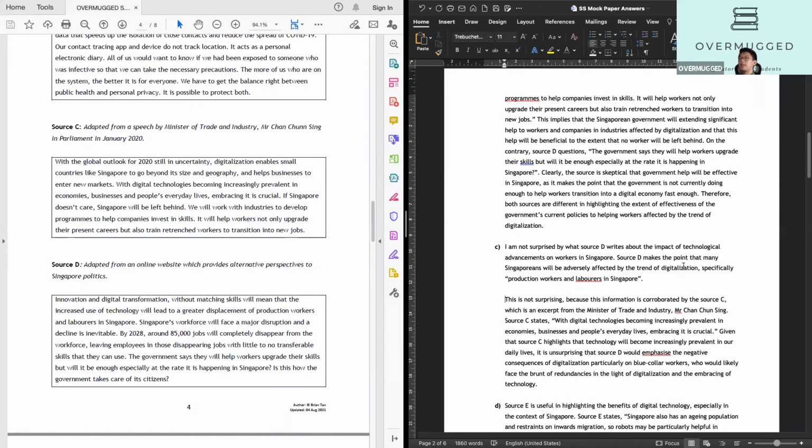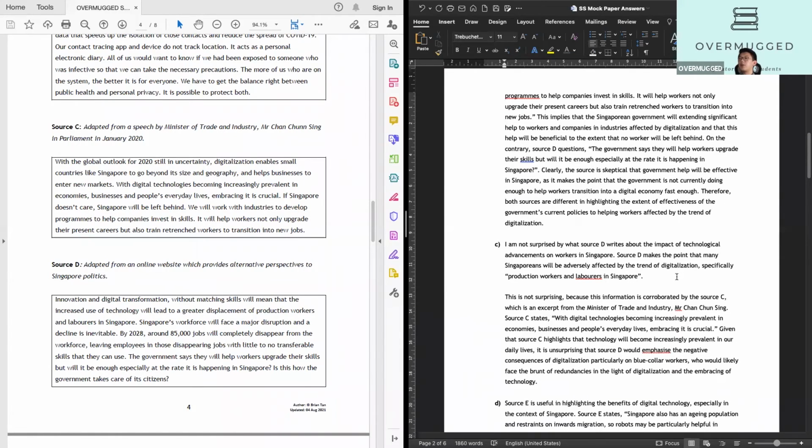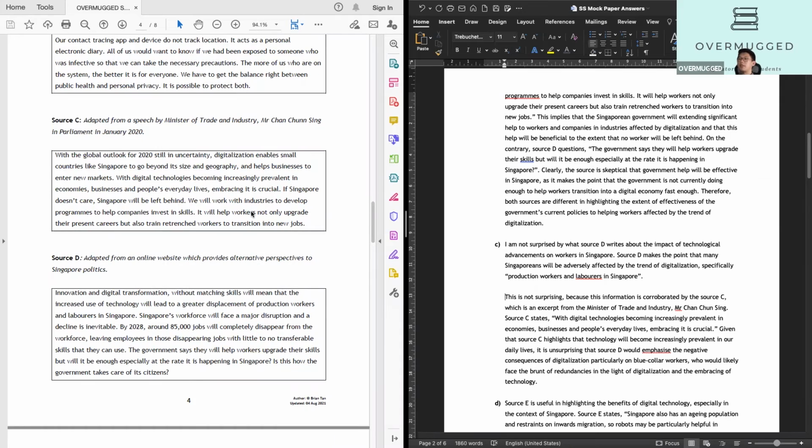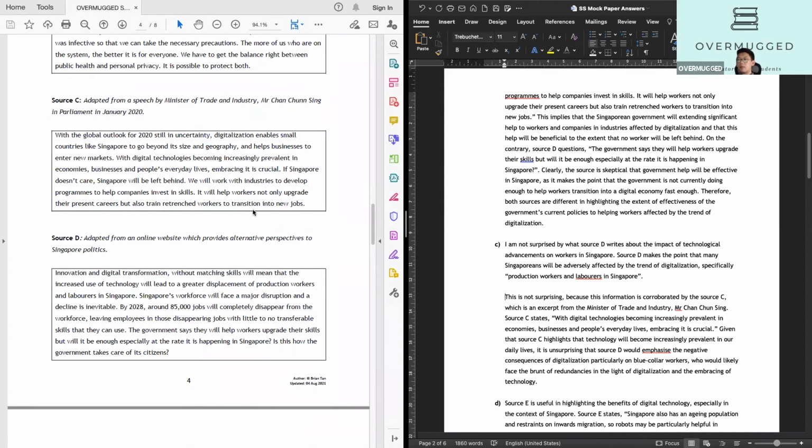This is not surprising because this information is corroborated by source C, which is an excerpt from the MPI, Mr. Chan Chun Sing. Then you go on to explain how the elaboration here or the inference here is corroborated with that of source D. So the reason why I jump straight into the cross-reference here is because when you look at the source itself, right?